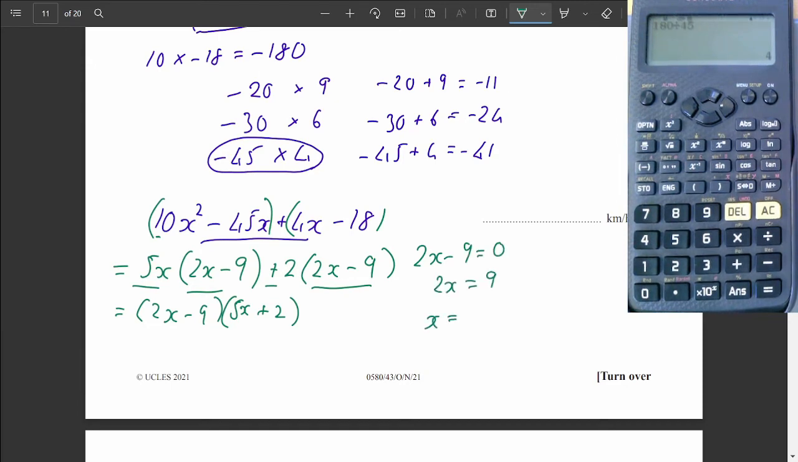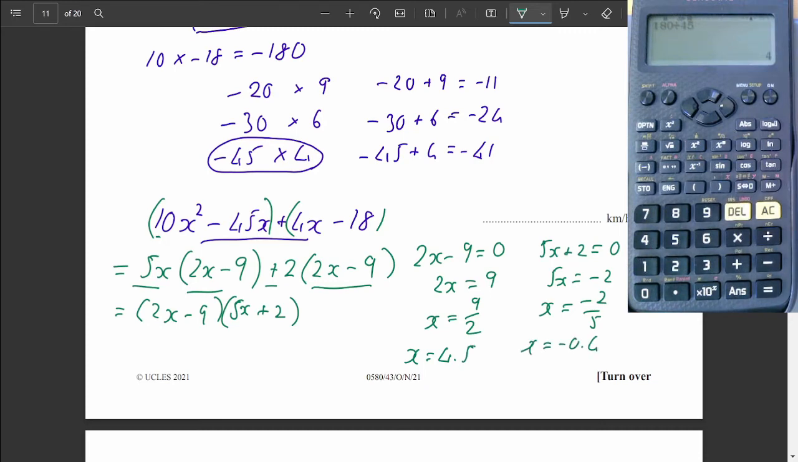That means x equals 9 over 2, which we got in the previous answer. And 5x plus 2 equals 0 gives us 5x equals negative 2, which gives us negative 2 divided by 5. And then you have the two answers, 4.5 and negative 0.4.